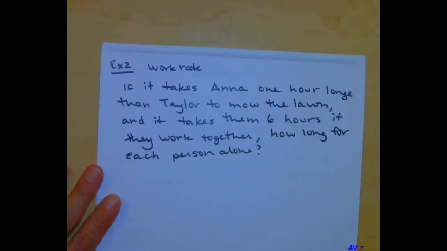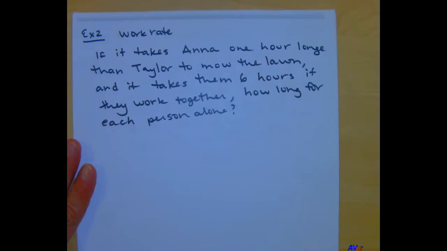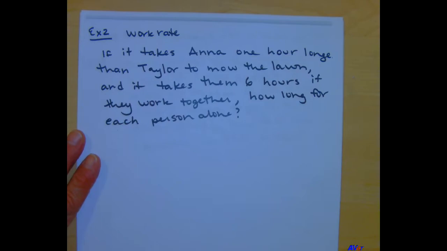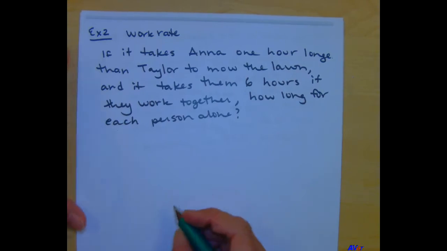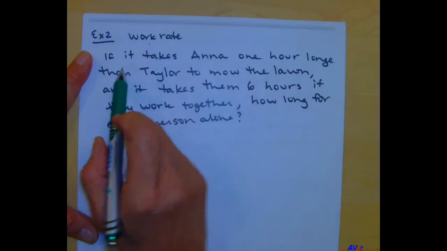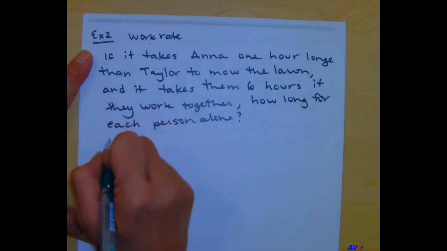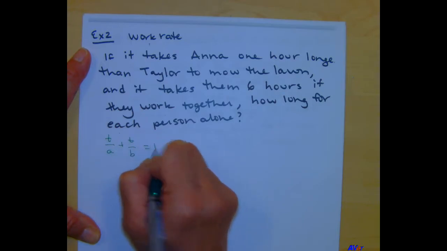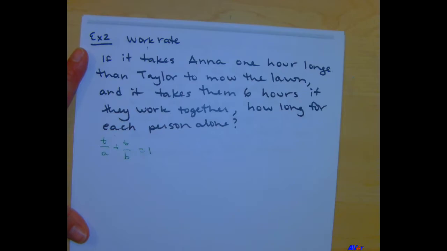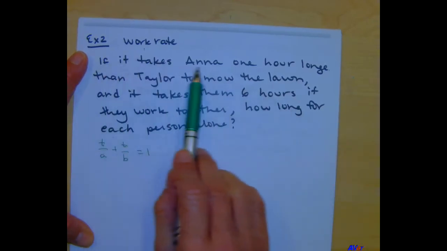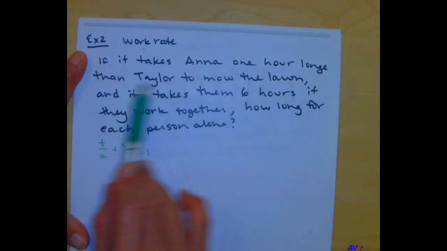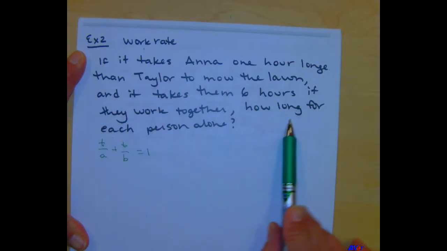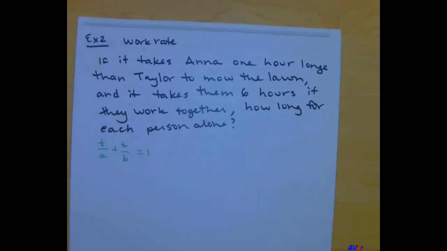All right, so here's your second example for a work rate. If you want to pause and see if you can do it by yourself first, I would encourage that. Okay, so here we go. Work rate: T over A plus T over B equals 1. It takes Anna 1 hour longer than Taylor to mow the lawn, and it takes them 6 hours if they work together. How long for each person alone?